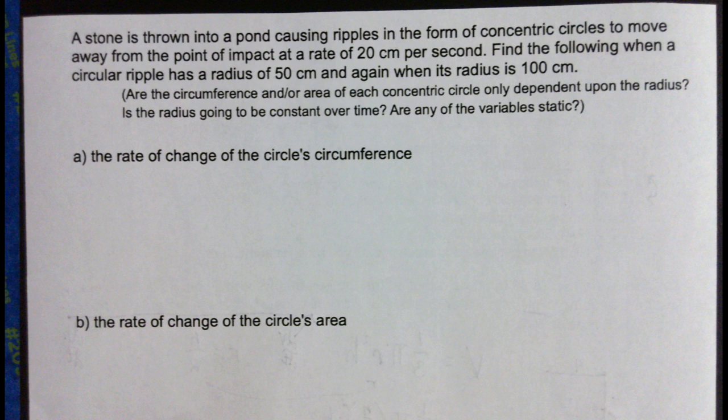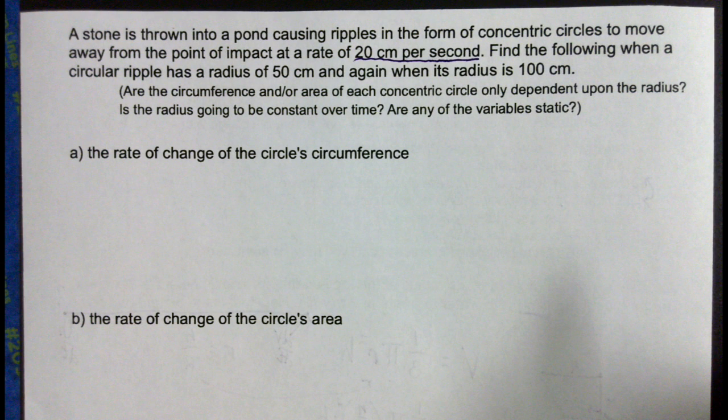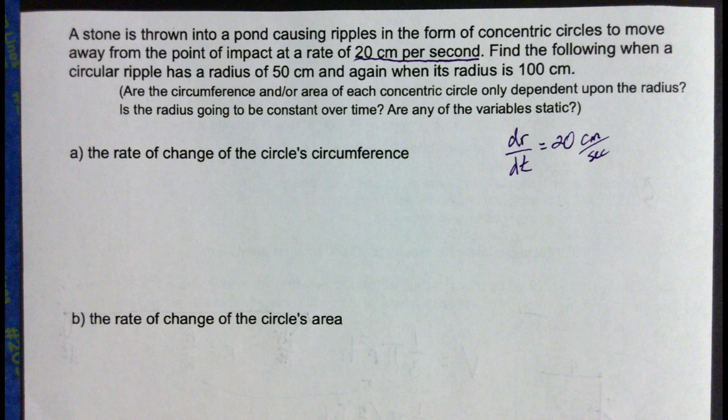And again, when the radius is 100 centimeters. Okay? So this first one, we're doing circumference. Well, what is the equation for circumference? 2 pi r. If you were going to say pi times d, that's fine, but we don't know anything about the diameter. We're given radius, so we're going to do 2 pi r. Does that make sense?